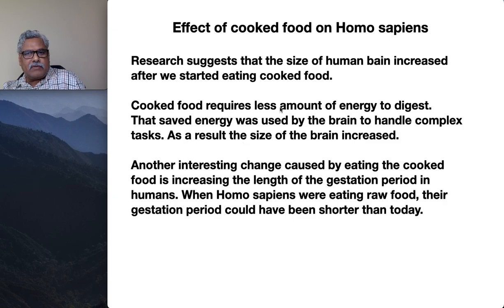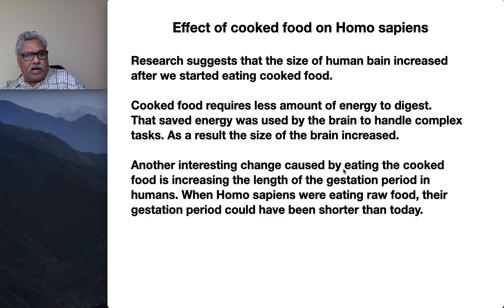The cooked food requires less energy to digest. That saved energy was used by the brain to handle complex tasks. As a result, the size of the brain increased. When you started doing complex work more and more, the brain adapted and grew more cells, and that way it gave the ability to do complex thinking. So that's how it evolved a larger brain.